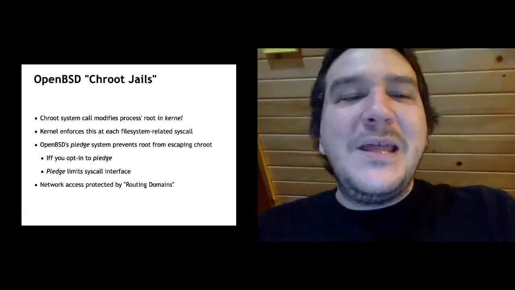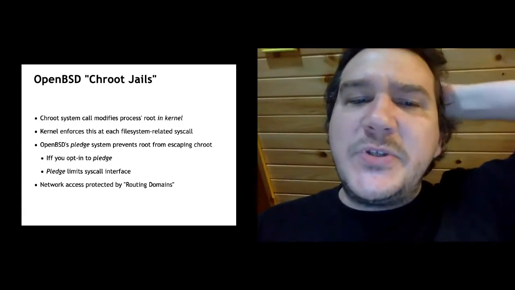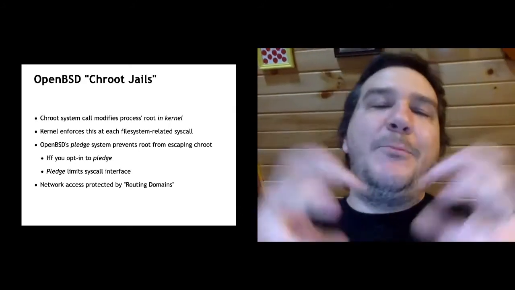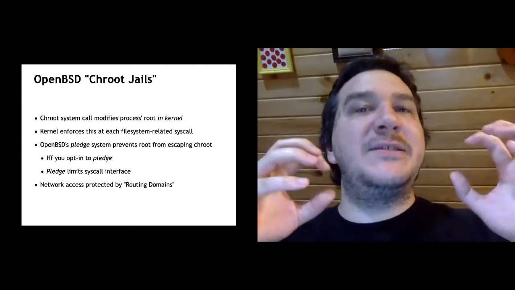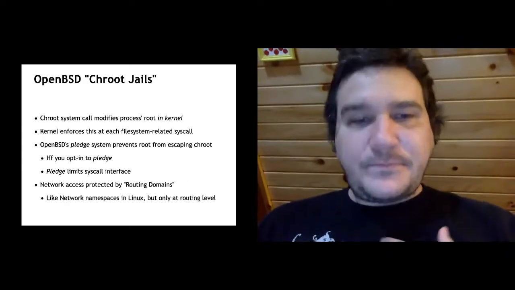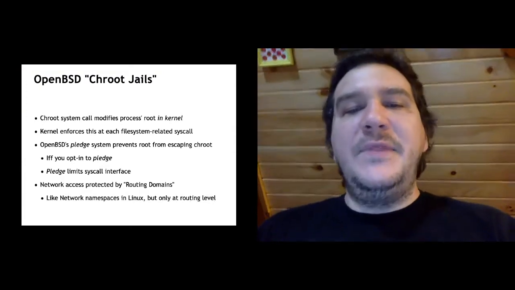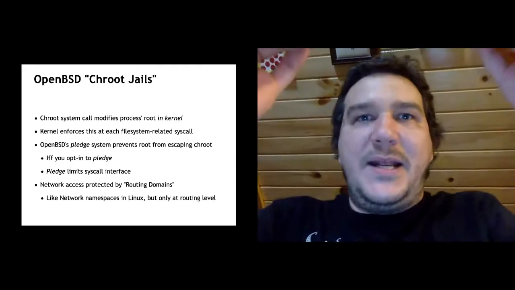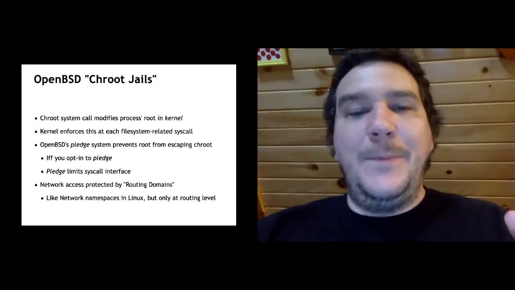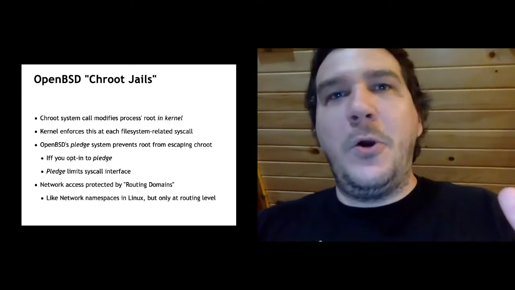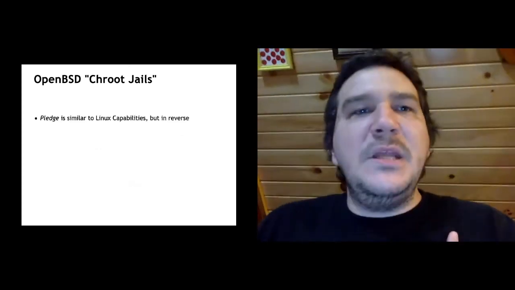So network access within chroots is protected by routing domains, but they're not coupled. So it's a different concept. You can put the two together, but again, that relies on user space software to sort of marry those two concepts. And again, we get a lot of this with Linux network namespaces, where you get a separate view of IP tables. And routing domains, that's all it is. You don't have a separate network card on top of that.